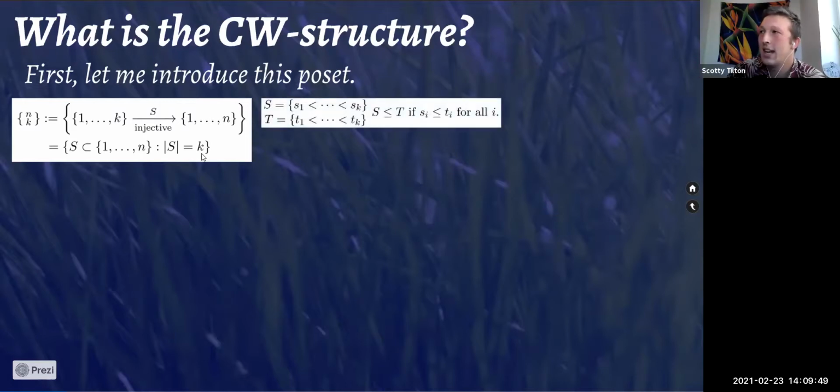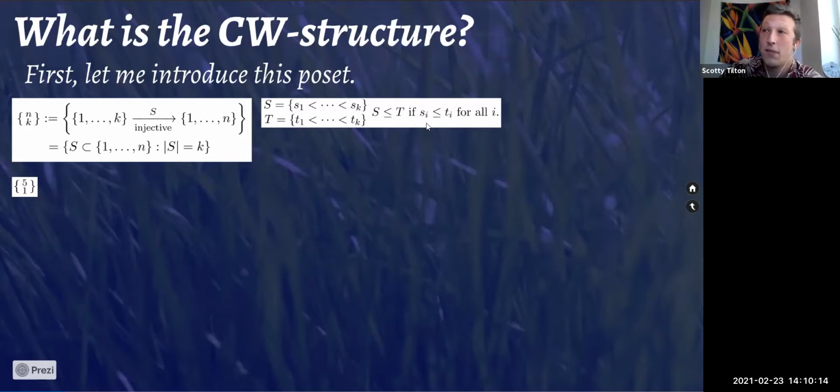So now we endow this with a partial order, where if you have a set S that's ordered 1 through k and a set T that's ordered T1 through Tk, S is considered less than or equal to T if Si is less than or equal to Ti for all i. So let's see a couple examples, because right now these are just a bunch of symbols on a page.